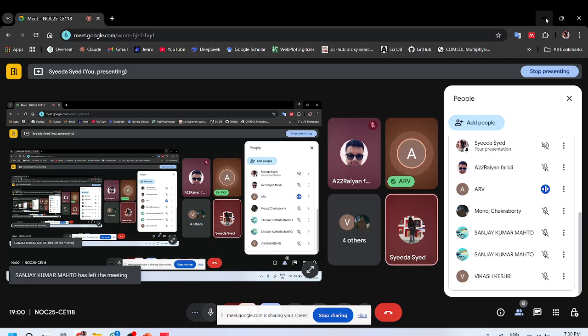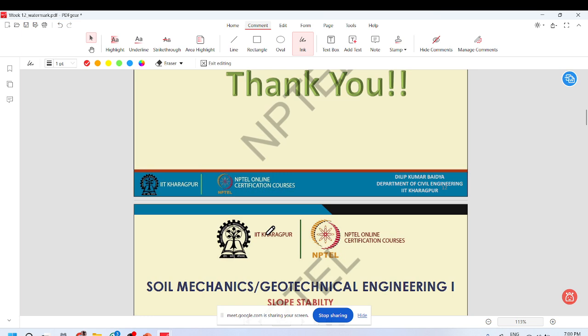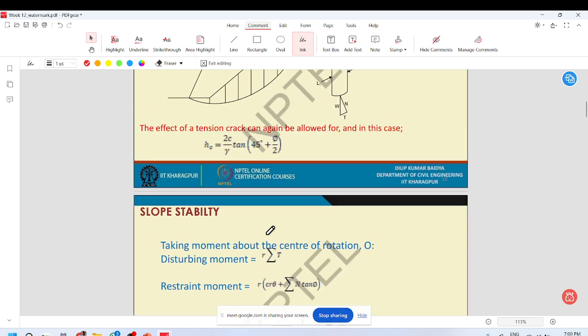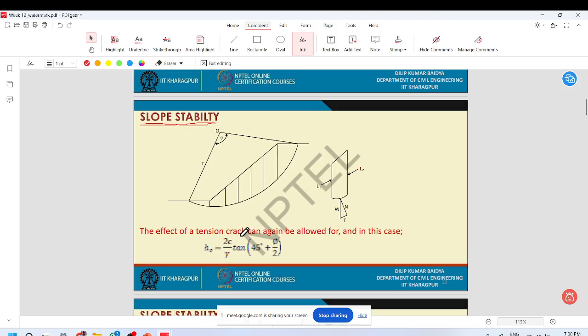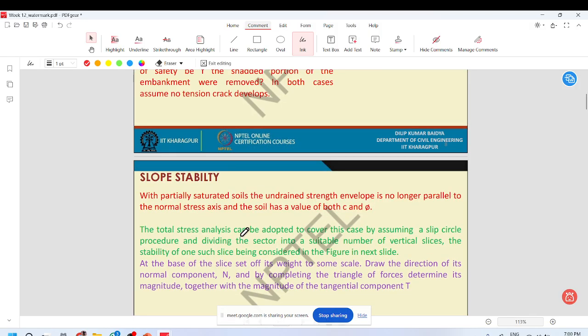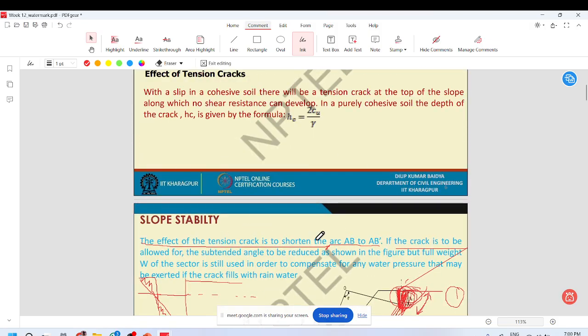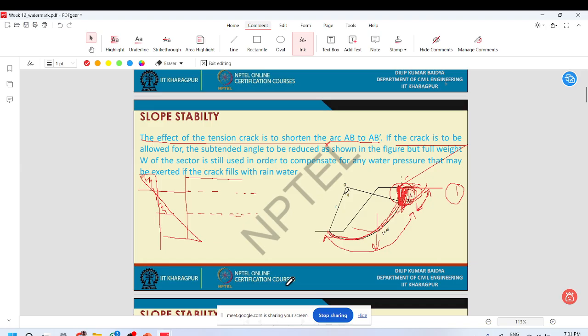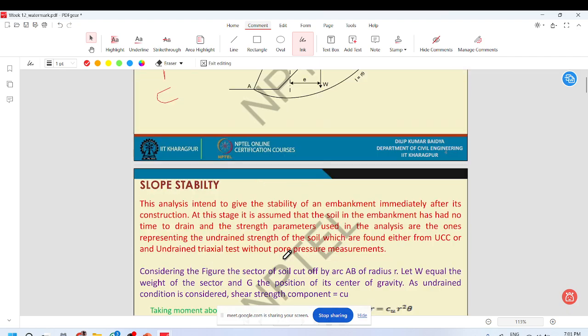This last three slides, what you are talking about is phi u equal to zero analysis, right? This one is called for purely clays. This is the total stress analysis. Phi u equal to zero analysis means we have only the C parameter, there is no phi. Phi u equals zero does not mean purely clays. Phi u zero is basically your total stress, just like it is written here.